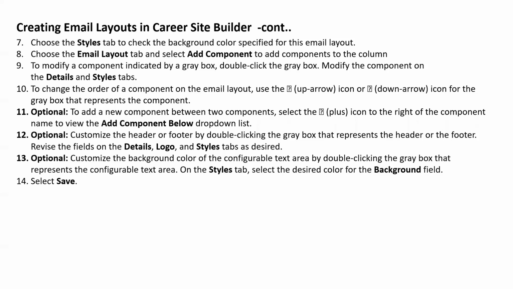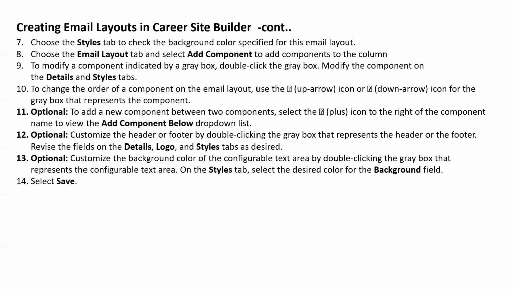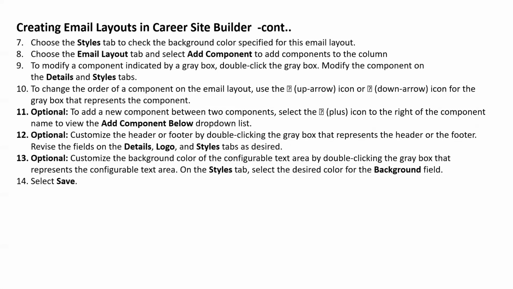This is just a continuation from the previous slide, as you can see how you can create it. These are the typical options available, like name, locale, and brand. Then you'll have the email global ID and active, and in parallel we'll have the rest of the process where you can add the components along with the background, the logos, styles, and all that respective information.